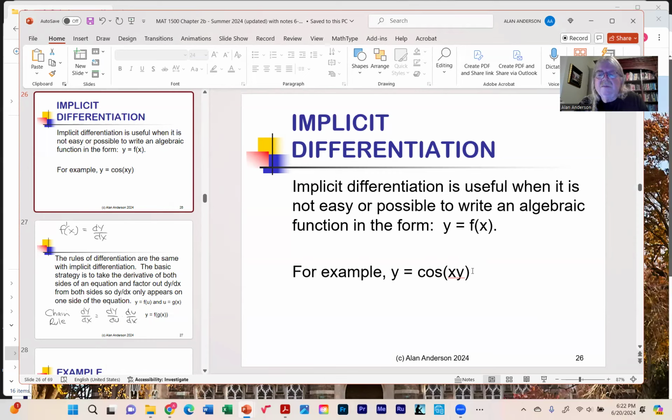So here's an example of a function that really would be difficult or impossible to break down into all y's on the left-hand side and all x's on the right-hand side. So this would be a classic case when we would probably want to use implicit differentiation. Now, as is so often the case, it's not that we must use implicit differentiation, but chances are it'll be more straightforward than trying to do it directly.